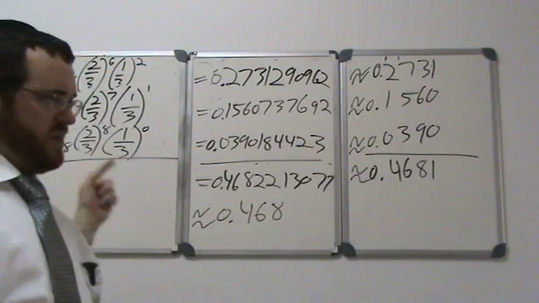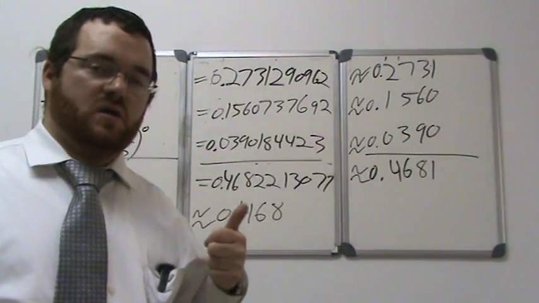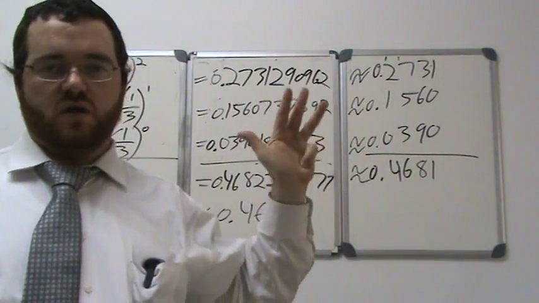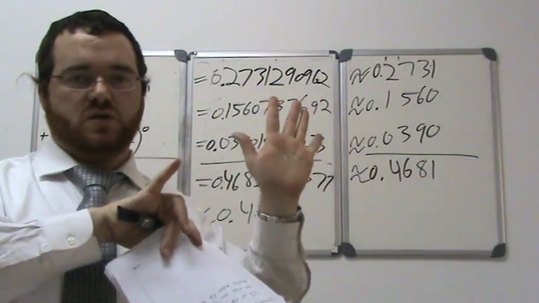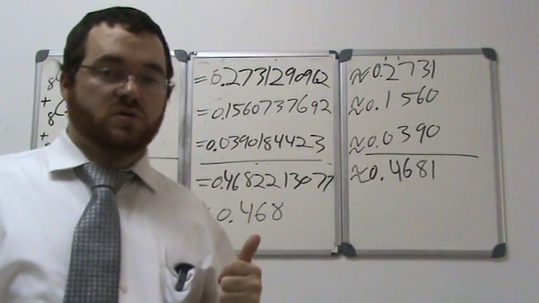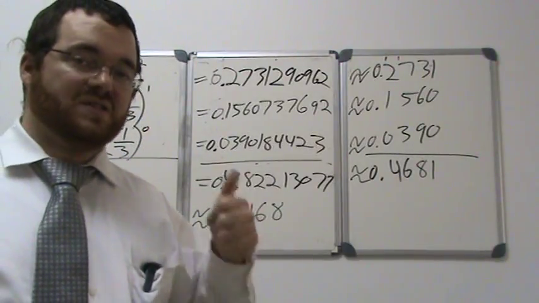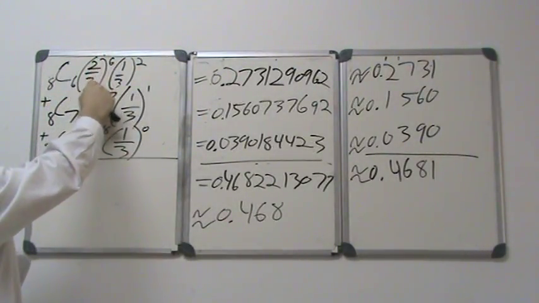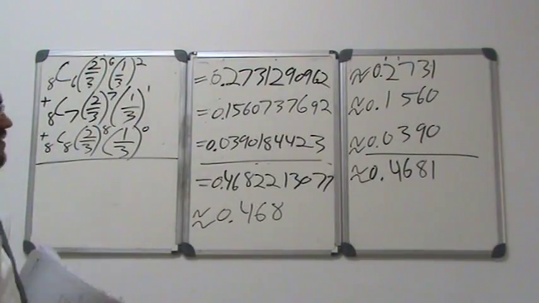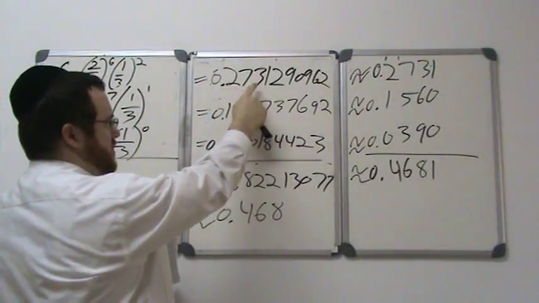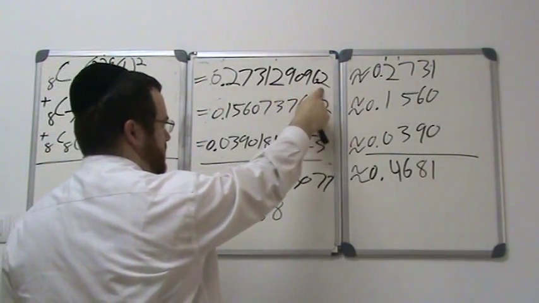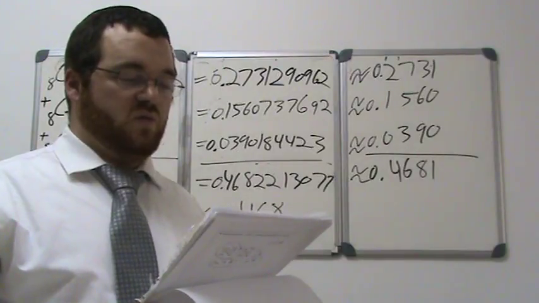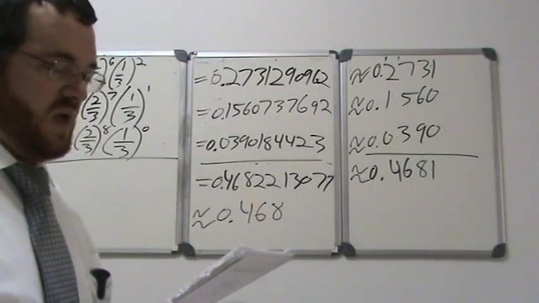That means the probability of them winning 6 times is 2 over 3 times 2 over 3 times 2 over 3 times 2 over 3 times 2 over 3 times 2 over 3, which is 2 over 3 to the 6th power, times 1 over 3 to the 2nd power, because you want them to lose 2 games. So it's 8 combination 6 times 2 over 3 to the 6th power times 1 over 3 to the 2nd power, which is equal to 0.27312900962. And we were asked to determine the probability that they would win at least 6 of the next 8 games.